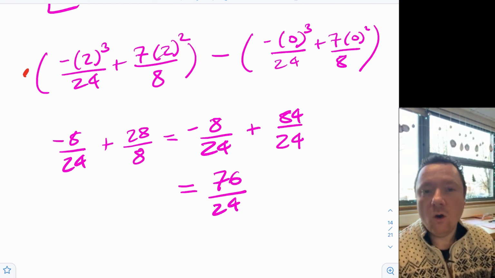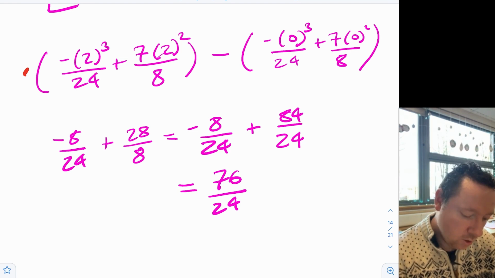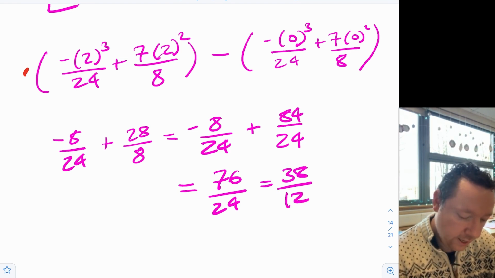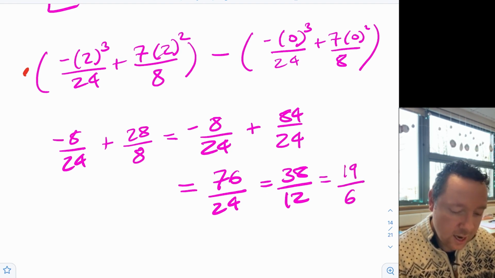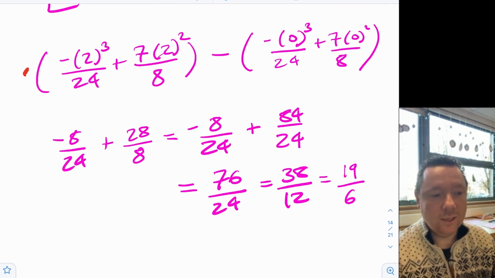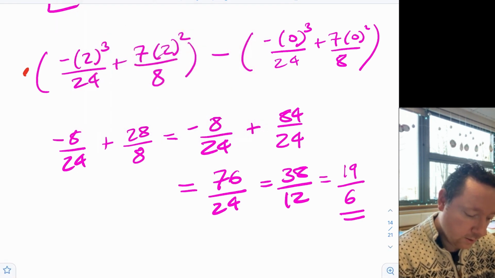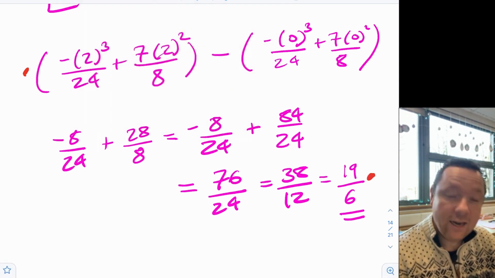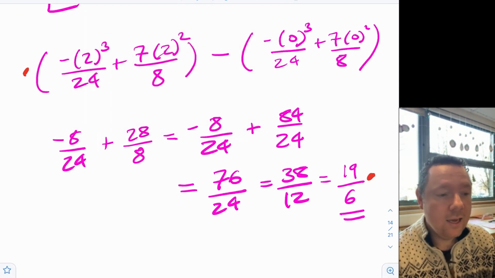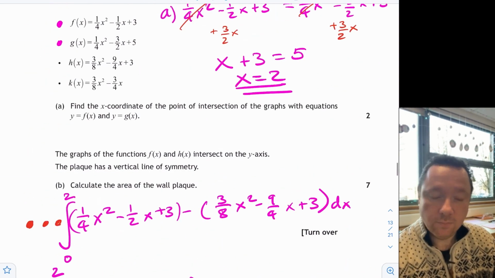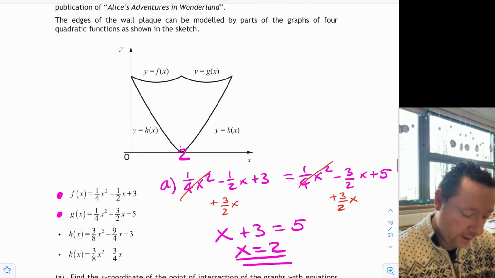Simplify that because you have to always have simplified answers. So I'll just divide through by 2 to get 38 over 12. Divide them by 2 again to get 19 over 6. And 19 is a prime number, 6 doesn't go into it, so 19 over 6 is our final answer for another mark. And feel free to do that in any way you want to get 19 over 6, but that isn't the answer. You need to check your question, calculate the area of the wall plaque.